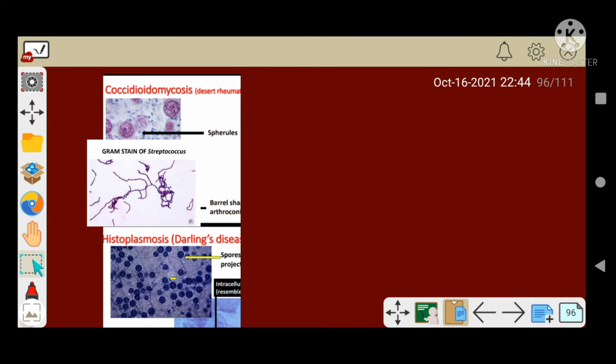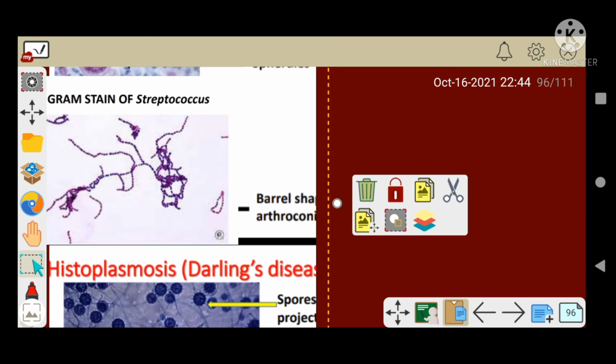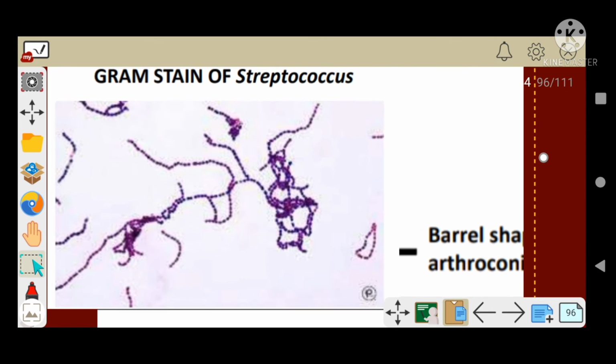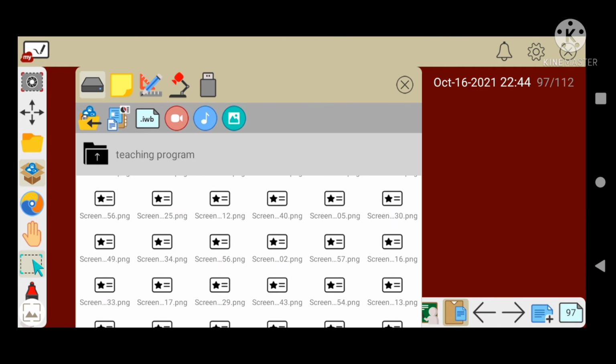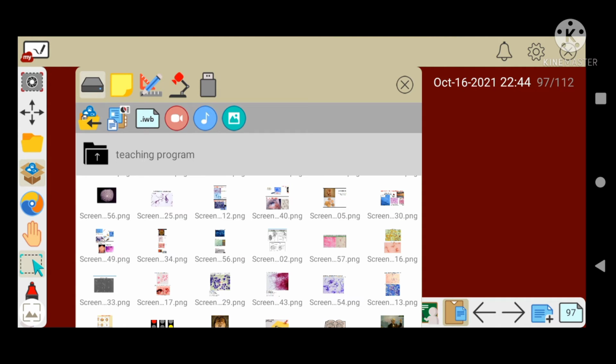Okay, this it's Streptococcus, long chains, right? Regarding Streptococcus, do you remember the oxidase and catalase? Yes, correct. Okay.